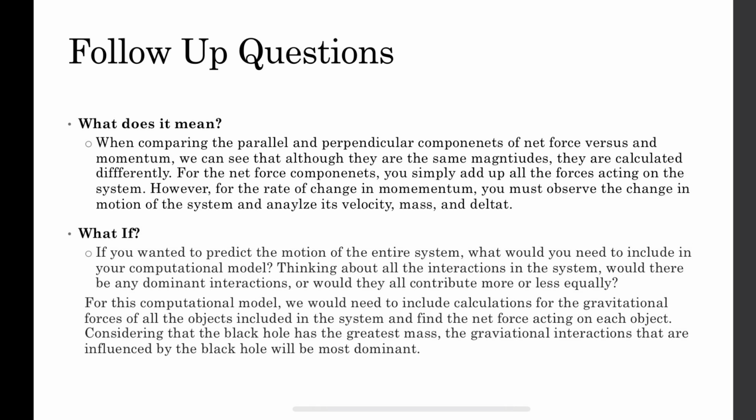If you wanted to predict the motion of the entire system, what would you need to include in your computational model? For this model, we would need to include calculations for the gravitational forces of all objects included in the system and find the net force acting on each object. Considering that the black hole is the greatest mass, the gravitational interactions that are influenced by the black hole will be the most dominant.